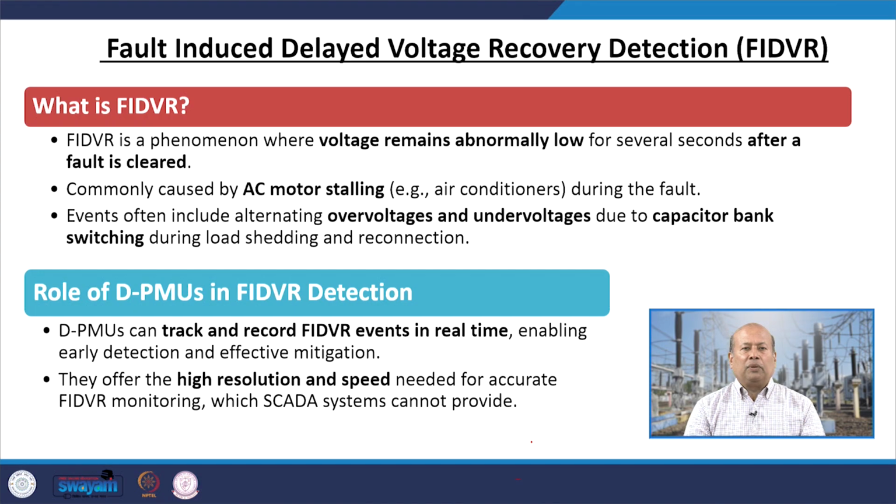Events often include alternating over voltage and under voltage due to capacitor bank switching during load shedding and reconnection. Role of D-PMUs in FIDVR detection. D-PMUs can track and record FIDVR events in real time, enabling early detection and effective mitigation. They offer the high resolution and speed needed for accurate FIDVR monitoring, which SCADA systems cannot provide.